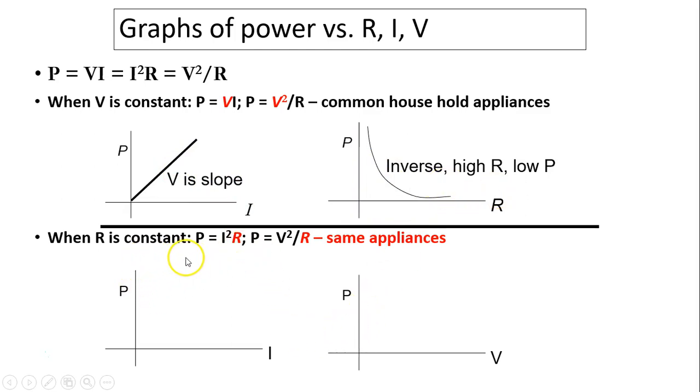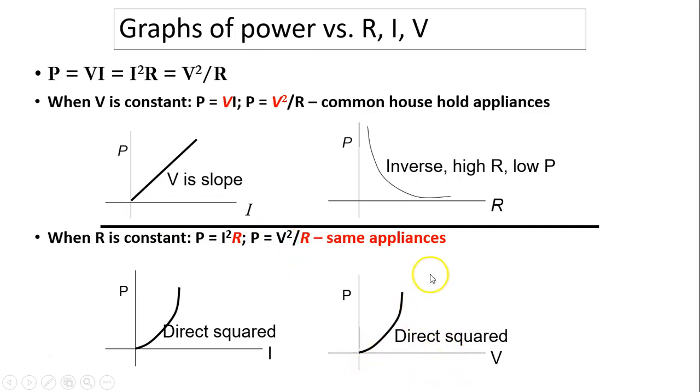Now, when R is constant, P equals I squared times R. That means P is directly proportional to I squared. It's a parabola. Okay? And when R is constant, P is directly proportional to V squared. So it looks like direct squared. Looks like that. So, what the graph looks like, as you can see, there are two graphs. P versus I can be direct or can be direct squared. So the shape is determined by what is constant.